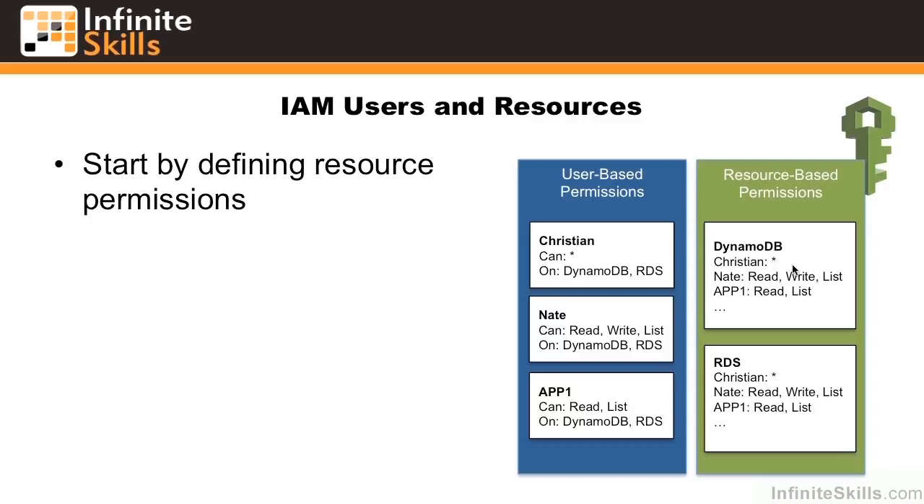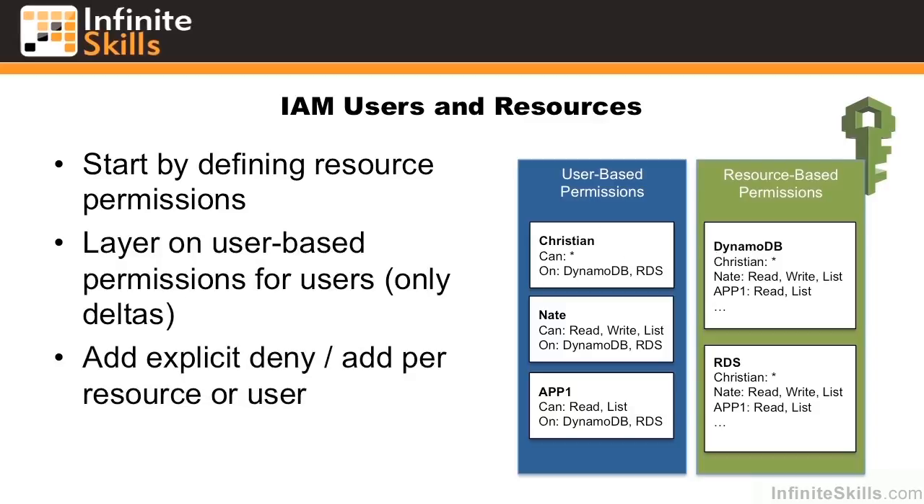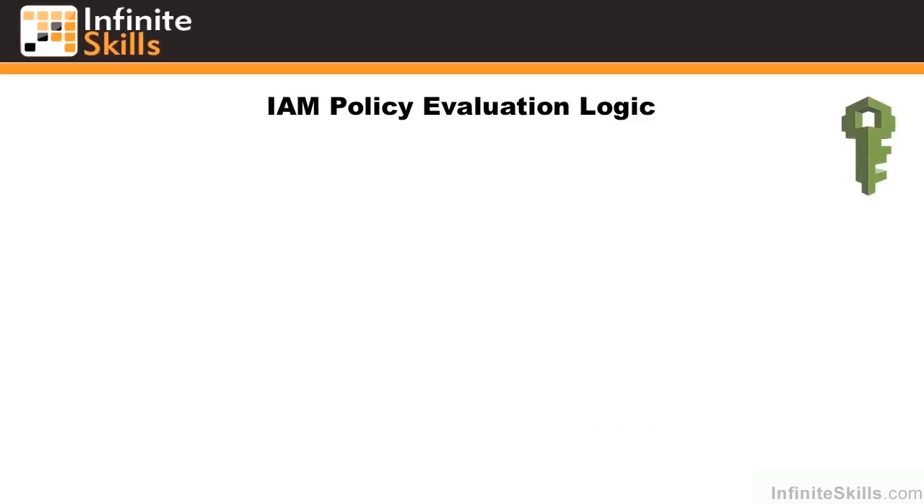It's probably best to start off with resource permissions only, and then deny per user. You can always add an explicit deny or add per resource or per user. I like to start off with adding the resource-based permissions first, and then layering the user permissions on after.